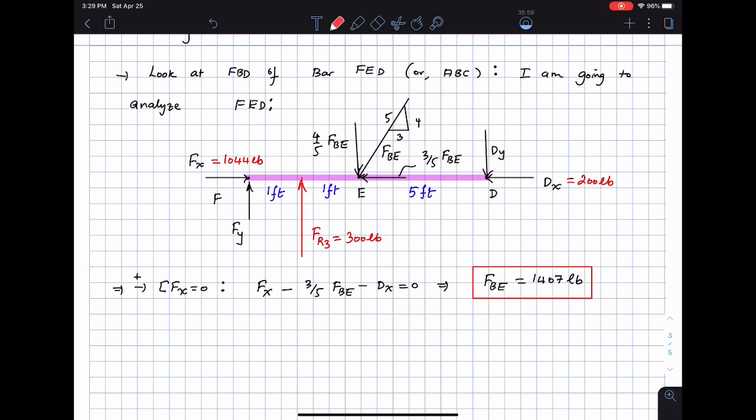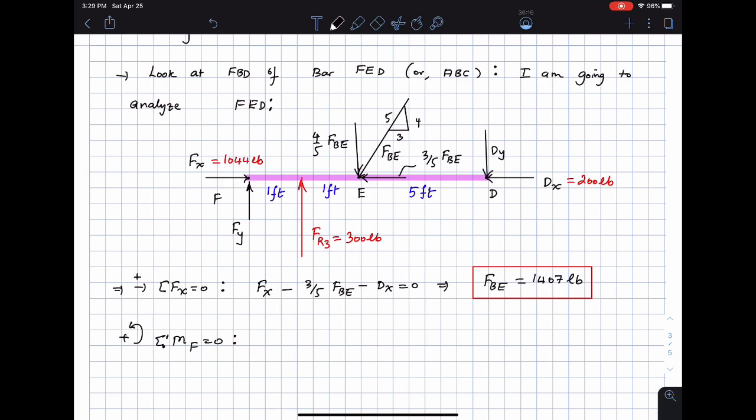Okay, so FBE is obtained. Then I can sum moments about the point F. So let me do that as the next step. Sum of moments about the point F is equal to 0. So if I sum those moments up, here is what I end up getting.